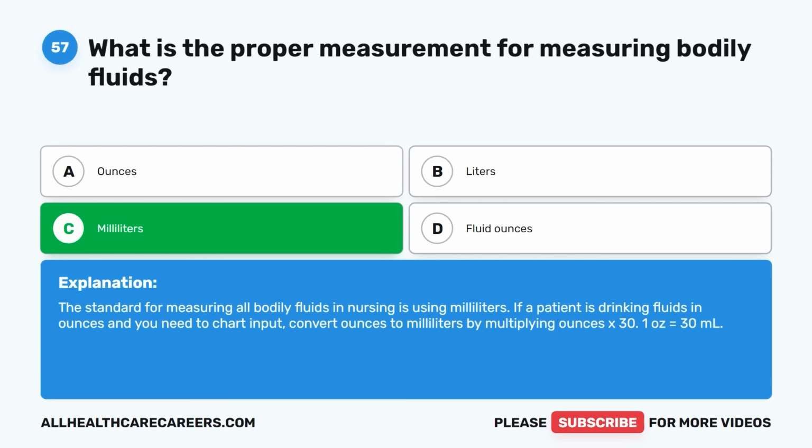The standard for measuring all bodily fluids in nursing is using milliliters. If a patient is drinking fluids in ounces and you need to chart input, convert ounces to milliliters by multiplying ounces times 30. 1 ounce equals 30 ml.